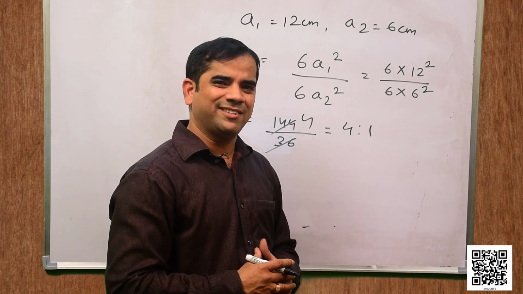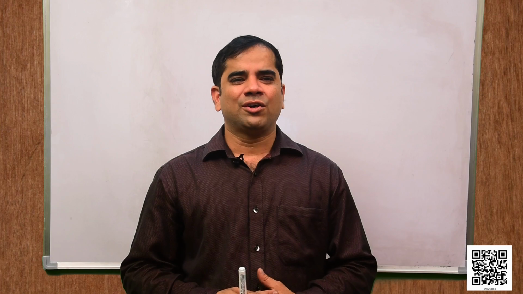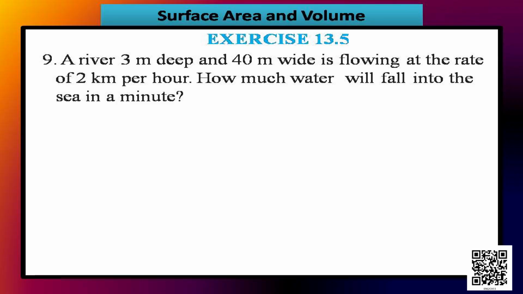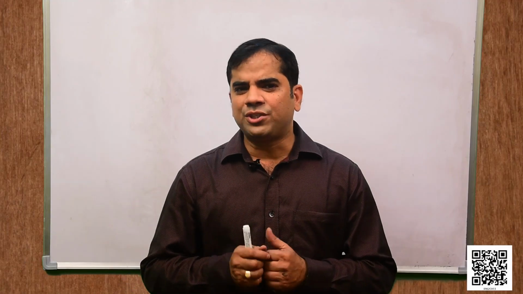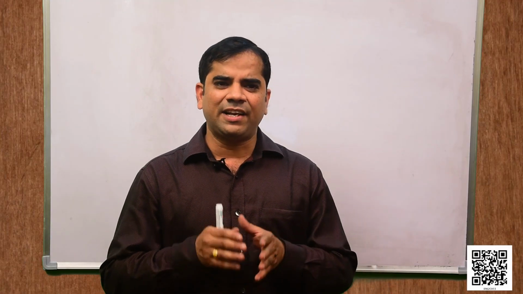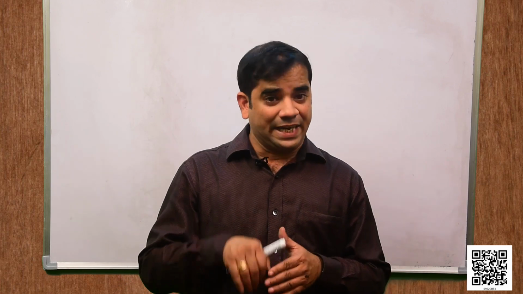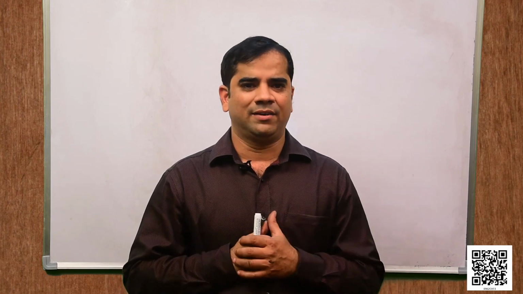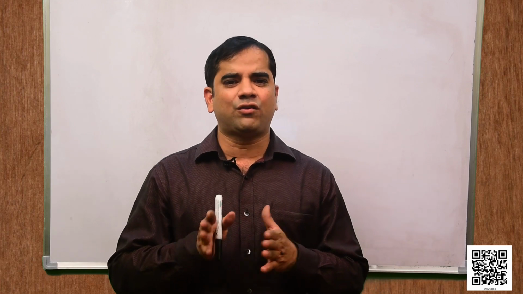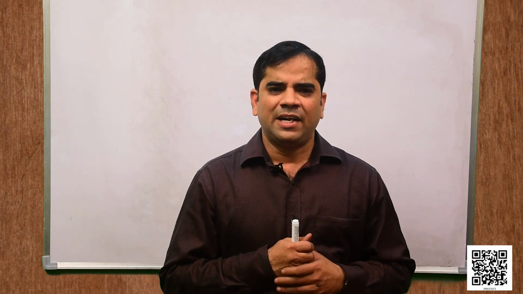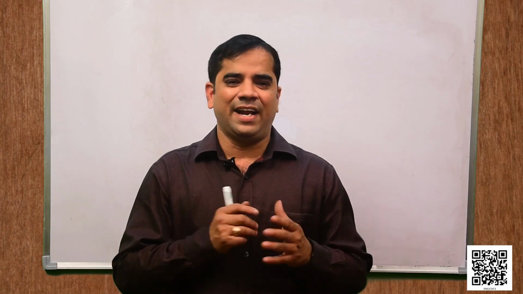Hope you understand this. Students, let us now solve question number 9. It says a river 3 meter deep and 40 meter wide is flowing at the rate of 2 km per hour. How much water will fall into the sea in a minute? This is a tricky one. You just need to understand that the river is 3 meter deep and 40 meter wide, and it is flowing at the rate of 2 km per hour. It is flowing with a rate.